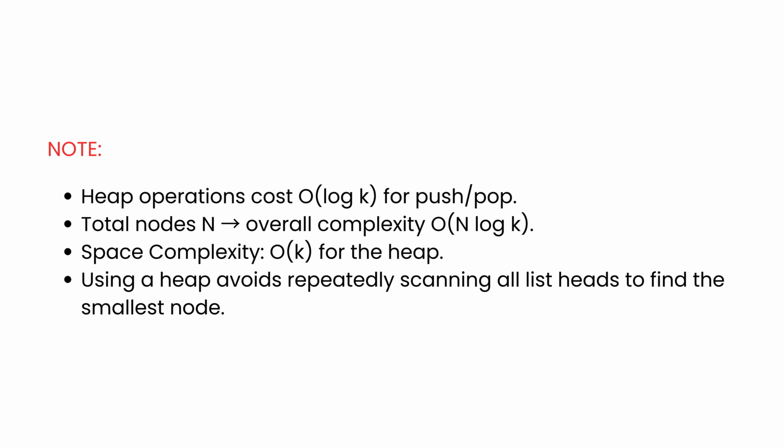Efficient, simple, and elegant. Heap operations cost O(log k) for push and pop. With n total nodes, the overall complexity is O(n log k). Space complexity is O(k) for the heap. Using a heap avoids repeatedly scanning all list heads to find the smallest node.